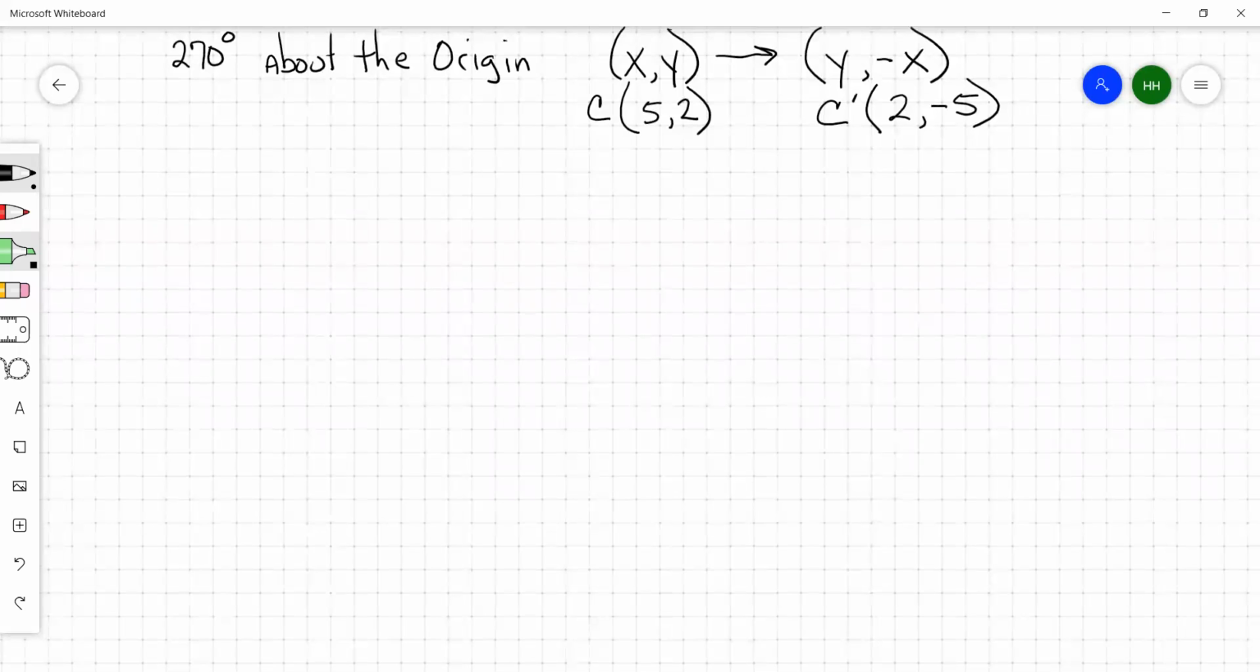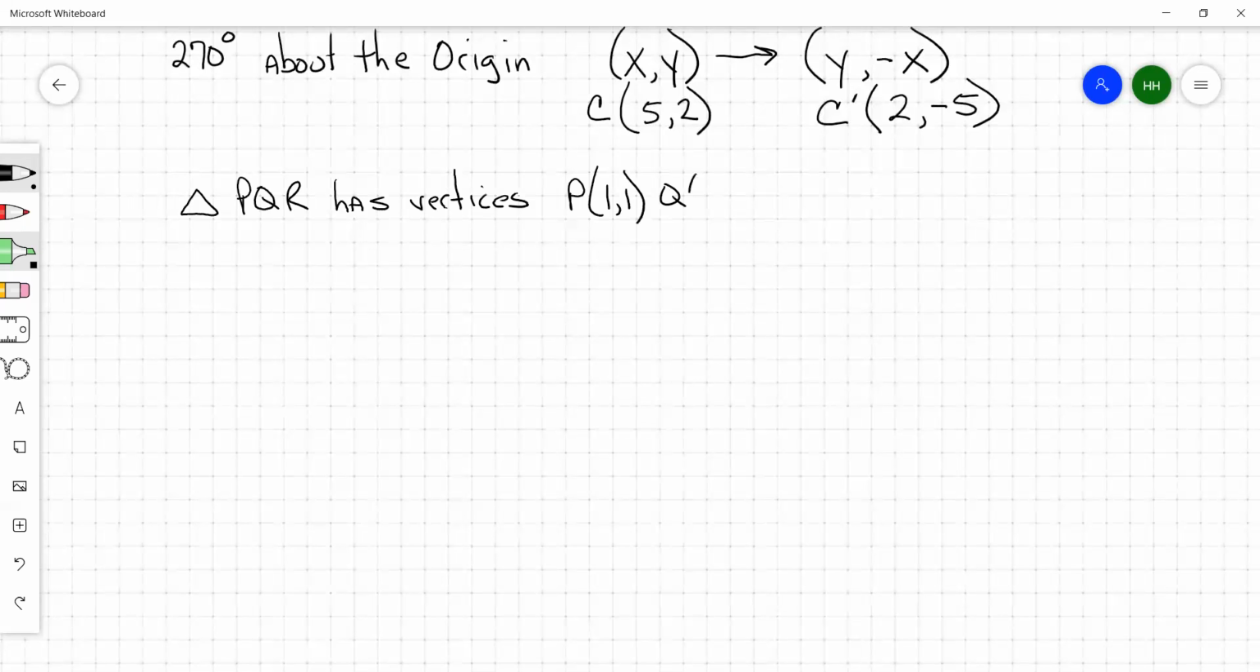Let's say that triangle PQR has vertices. P is at 1, 1. Q is at 4, 5. R is at 5, 1.